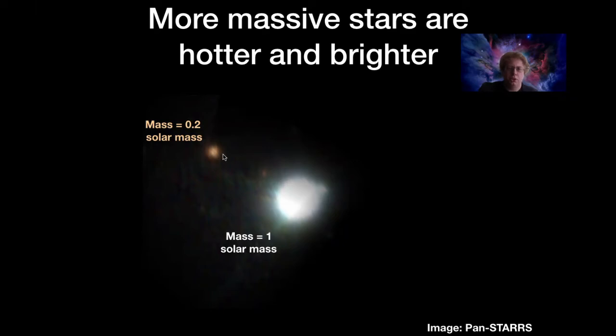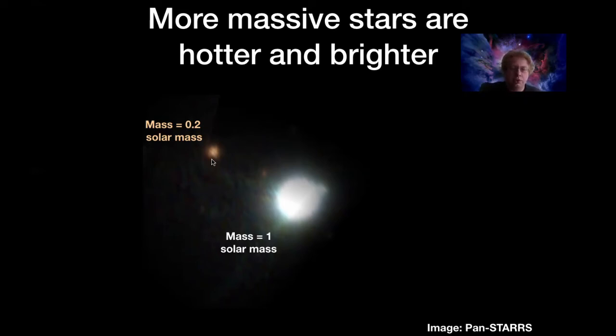You can see two things from this image. First of all, even though these stars are very close to each other, they're orbiting each other, and they're at the same distance, this one is much fainter than the more massive star. The reason for this is that this one is much less bright overall. The more massive a star, the brighter it is. The less massive a star, the fainter it is.